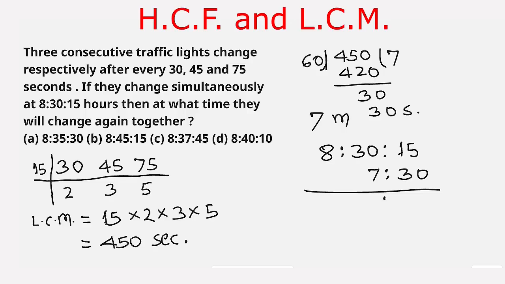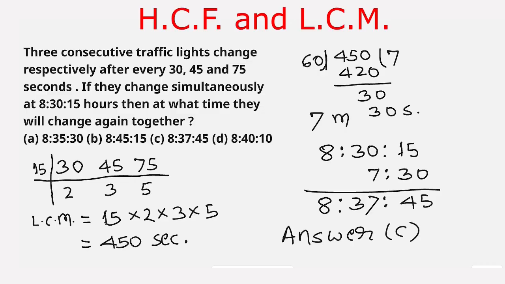15 plus 30 is 45. 30 plus 7 is 37 and 8 as it is. So this is 8 hours 37 minutes and 45 seconds. And from the given options, our answer is option C, 8 hours 37 minutes 45 seconds. I hope you have understood the method of solving such type of questions. We go to the next question.